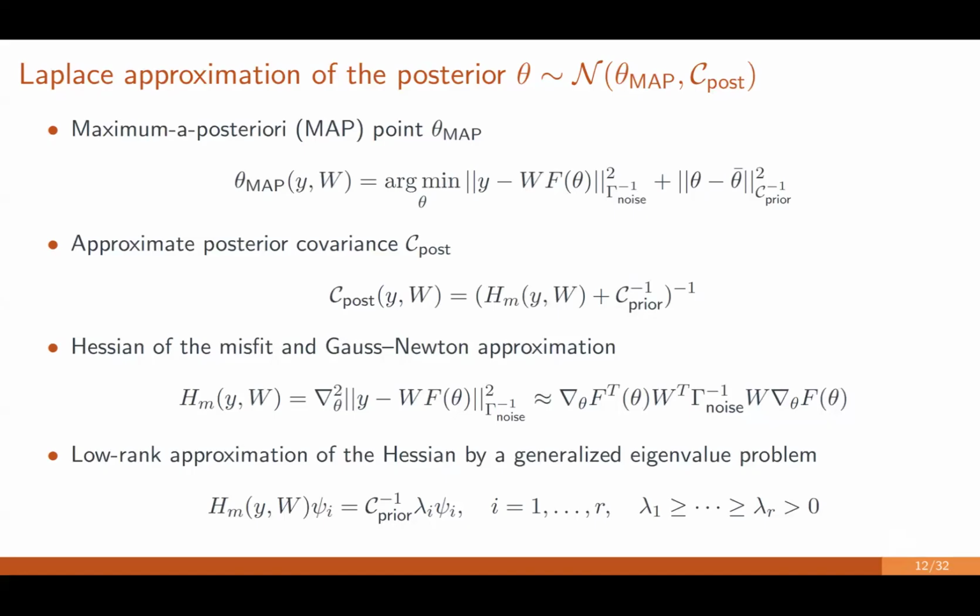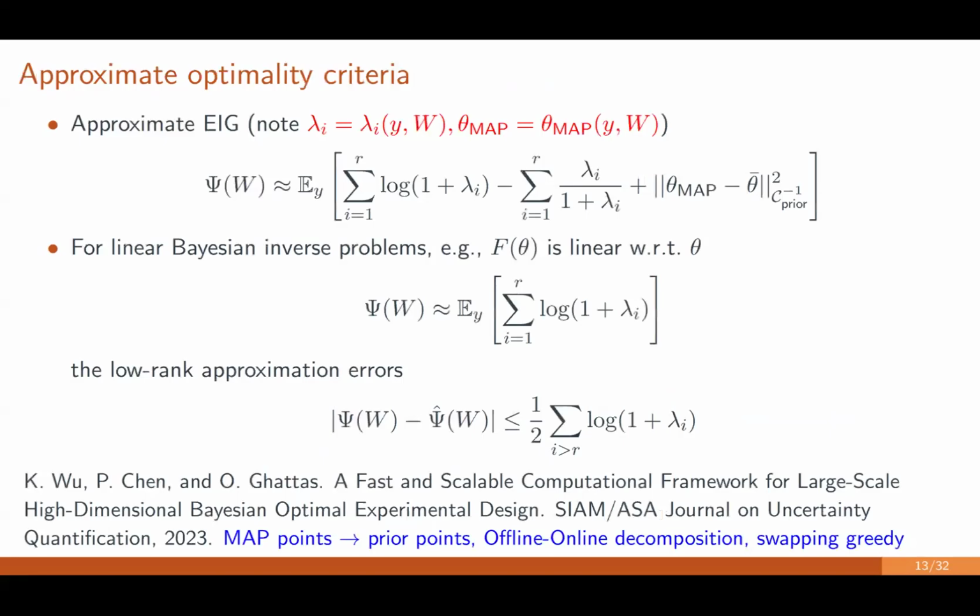which is often the case in our test problems, then we can truncate it with a relatively small number of eigenbases, right? So this is the Laplace approximation. If we directly apply this Laplace approximation and compute this EIG under the assumption that we have a Gaussian prior and a Gaussian posterior given by the Laplace approximation, then this EIG can be properly approximated by these eigenvalues and also the MAP point that we computed.